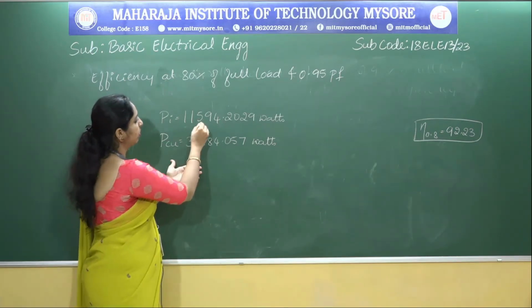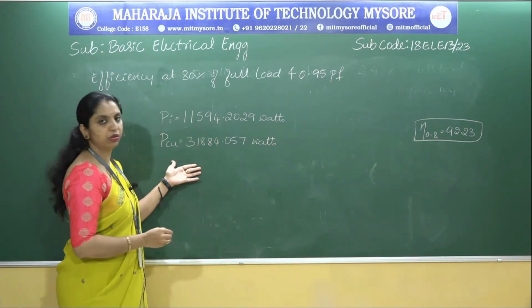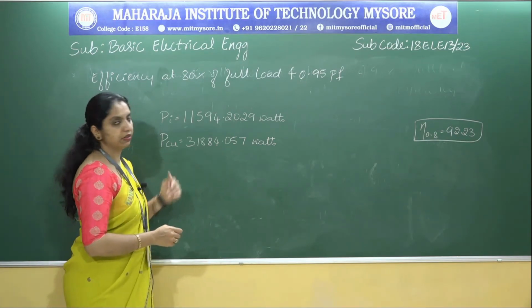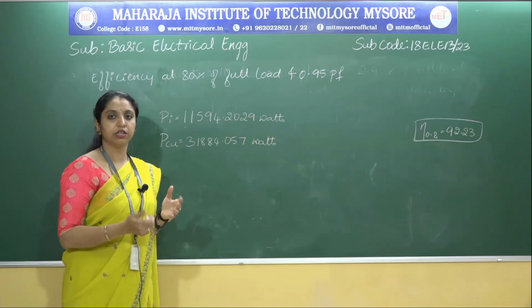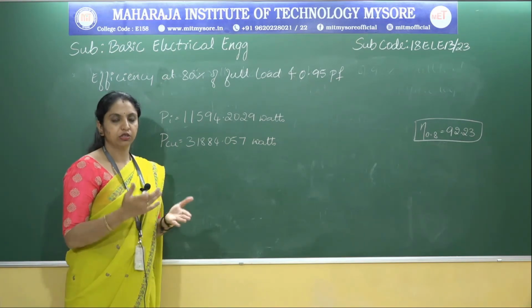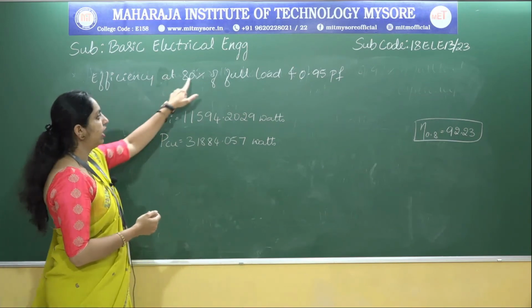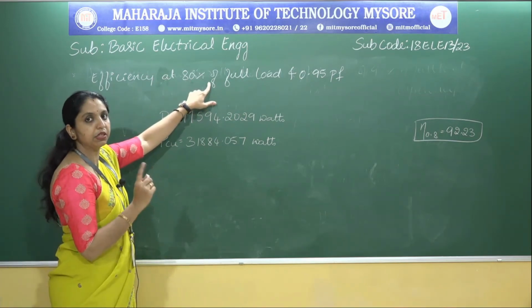Pi is equal to 11594.2029 watts and PCU is 31884.057 watts. But the question is, determine its efficiency. So look at the question once again. Determine its efficiency at 80% of full load.